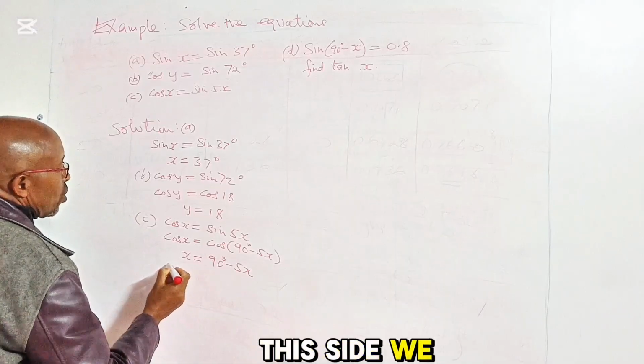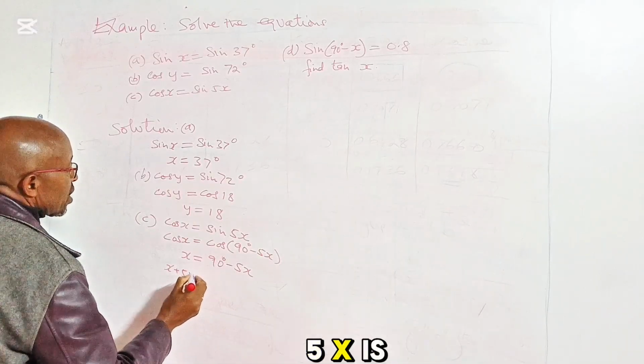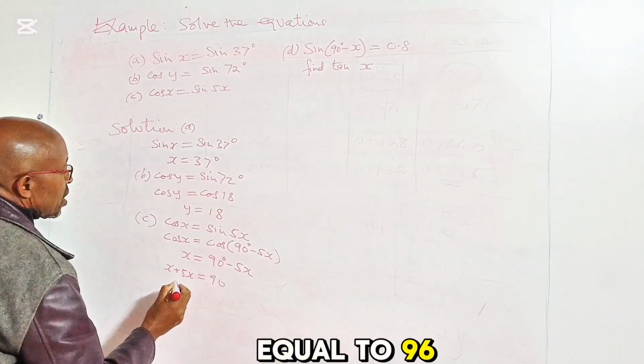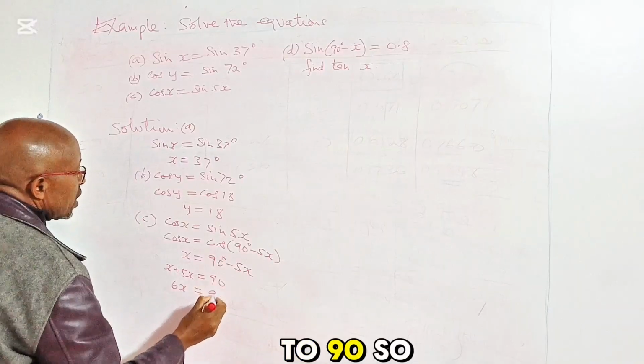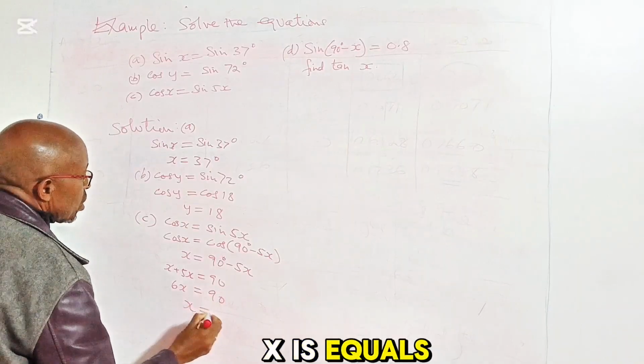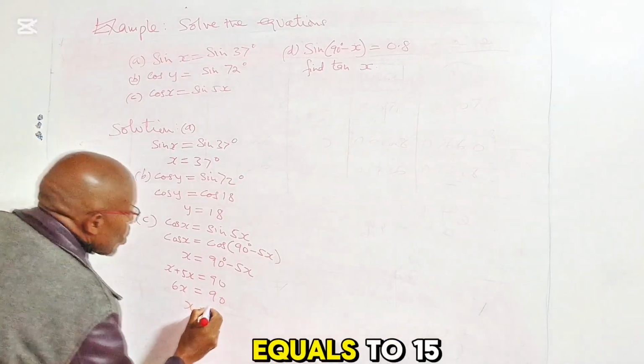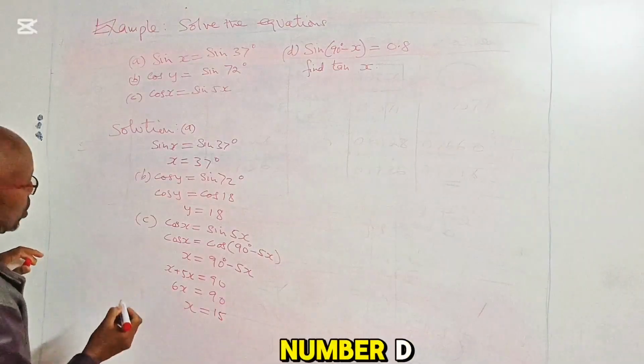Taking x to this side, we'll have x plus 5x is equal to 90. 6x is equal to 90. So x is equal to 15. Then we go to number D.